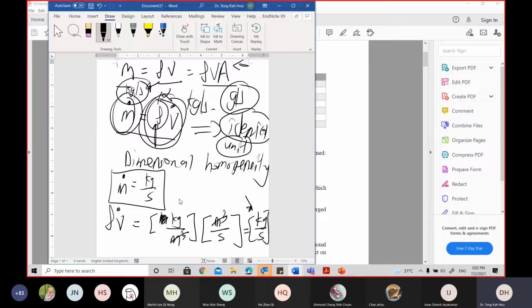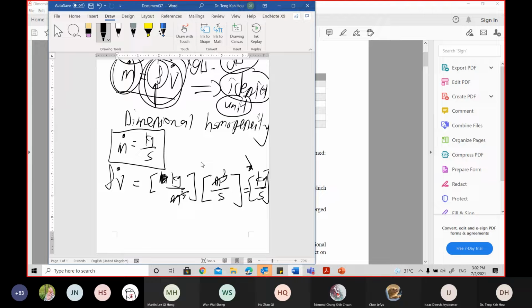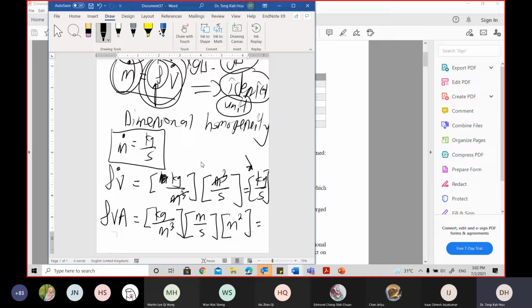And of course, you can further prove that this rho V A, where your rho is again kg per meter cubed, and our velocity is meter over second, and your area is meter squared. So again, cancel off, you get kg per second.